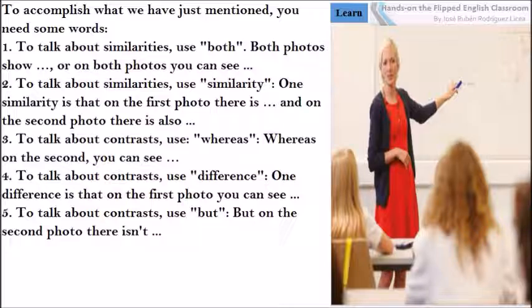3. To talk about contrasts, use whereas. On the second, you can see. 4. To talk about contrasts, use difference. One difference is that on the first photo you can see. 5. To talk about contrasts, use but. On the second photo there isn't.